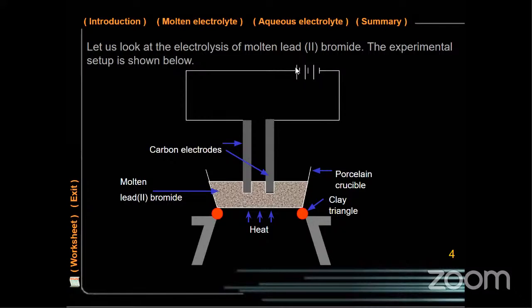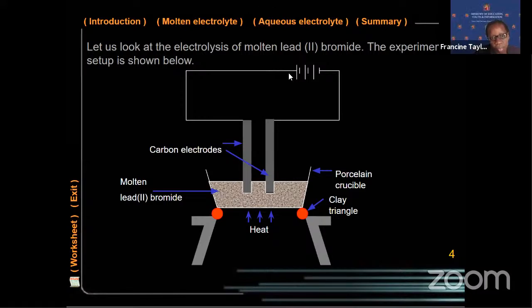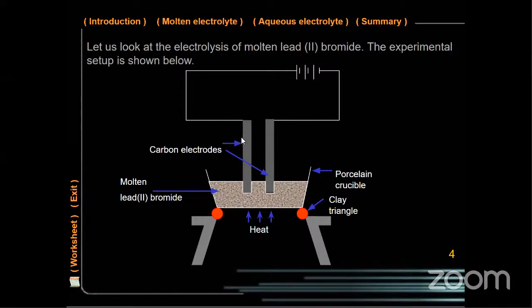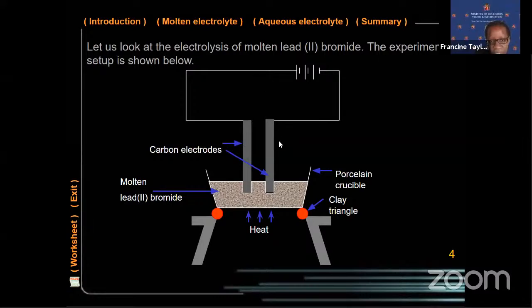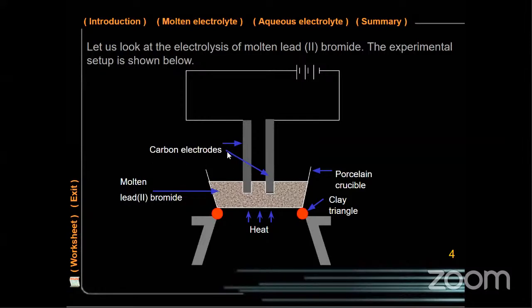So if this one is the positive end around here, then this electrode is the positive electrode. What is the positive electrode called in electrolysis? Type it in the chat. And then this one is the negative end, it comes around and touches the negative electrode. That is called the... I'm seeing anode for the positive. Yes, and cathode for the negative. Very good.